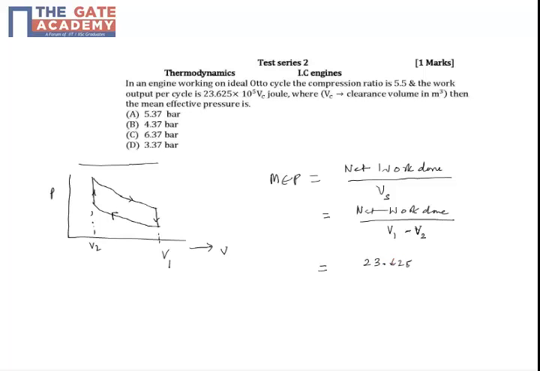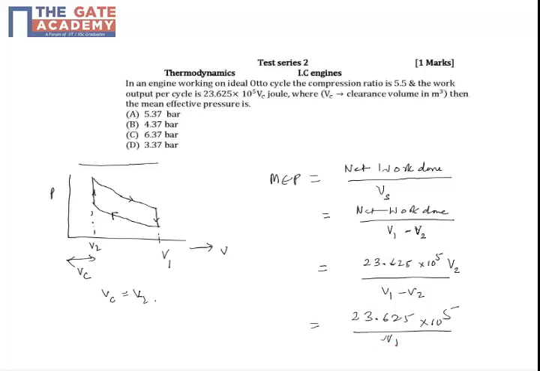So 23.625 into 10 power 5 VC. VC is nothing but V2 because that is the clearance volume, right? So VC is nothing but V2 as per our figure. Okay, and then it is V1 minus V2. So if I divide V2 from the numerator, that will be into 10 power 5 by V1 by V2 minus 1. Now how do I get V1 by V2 minus 1?